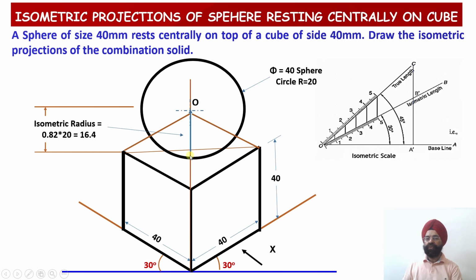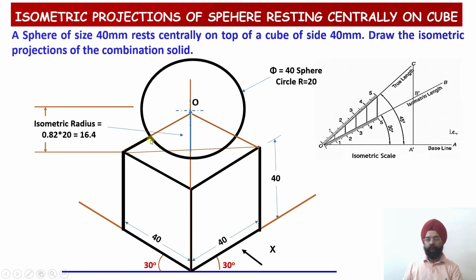Now you open the actual radius and you draw the circle over there. So no distortion in the projection of the sphere has been observed over here, right? So this is the special case of a sphere which is resting centrally on top of a cube. So even if it is resting on top of a hexagonal prism or a pentagonal prism, the same principle will be followed all over the place, right?